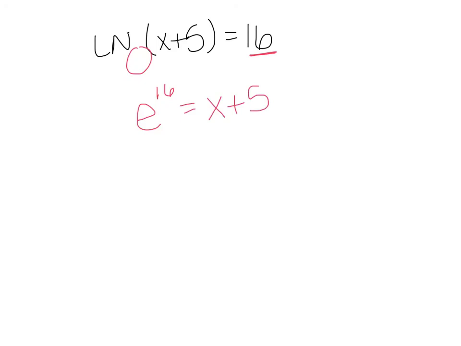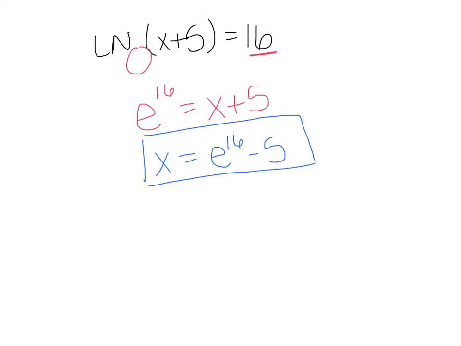Our goal is to get x by itself, so don't worry about e to the 16 yet. We just need to subtract 5. So we'll say that x equals e to the 16 minus 5. e is just a number, so e to the power of 16 is just a really, really big number. So e to the 16 minus 5 is a number, and we can safely say that it will work in our arguments. x equals e to the 16 minus 5. We can leave our answer like that.